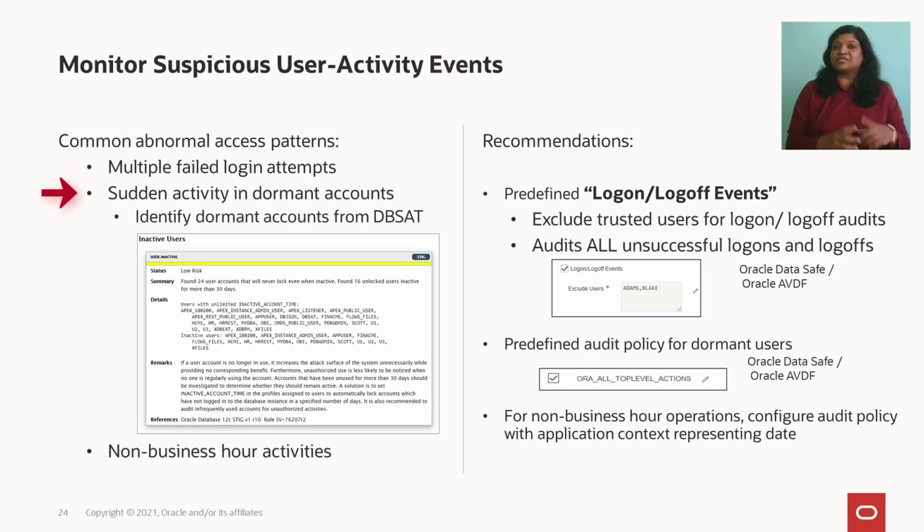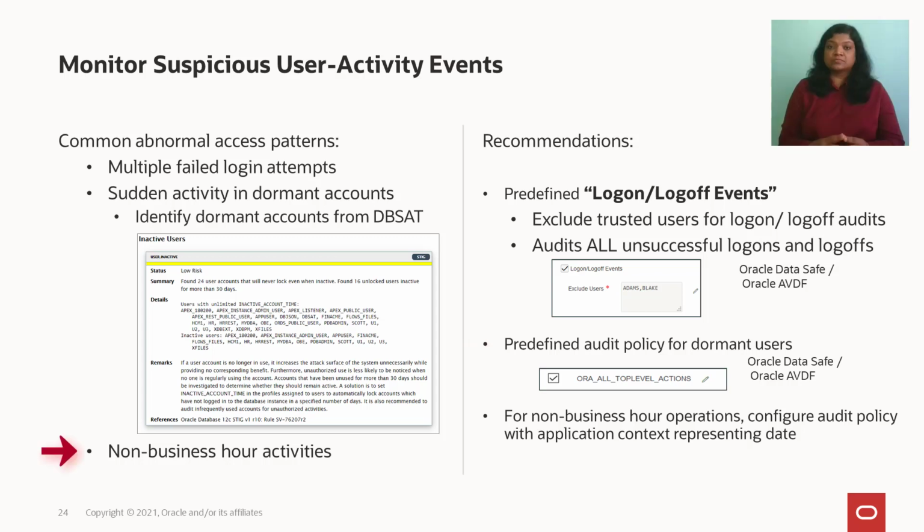The first step is to identify the dormant database user accounts and then to configure audit policies to track all top level activities coming from these accounts. DBSAT is one such tool which can help identify the dormant database user accounts as shown here. Once you identify them, consider provisioning the predefined audit policy for all top level actions to track the activities from such accounts. The next most common abnormal access pattern to look out for is the non-business hour activities.